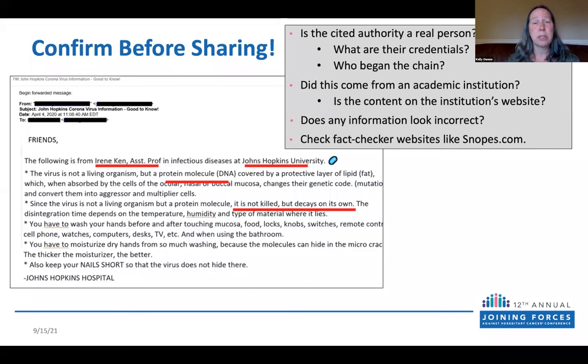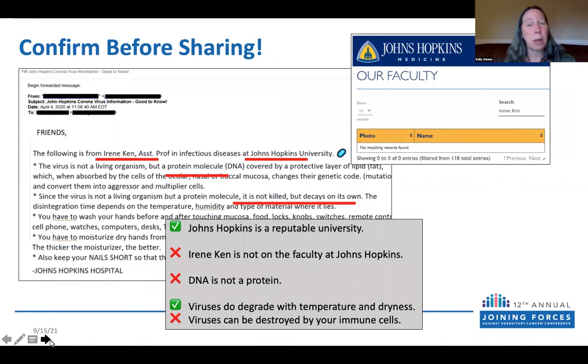So in looking at this particular one, I'll point out that Johns Hopkins is a reputable university. But when you look for Irene Ken, this is a person that's not on the faculty at Johns Hopkins. I've underlined protein molecule DNA in this. DNA isn't a protein. That's something that might or might not be flagged, but you could do a quick Google search and say, what is DNA?